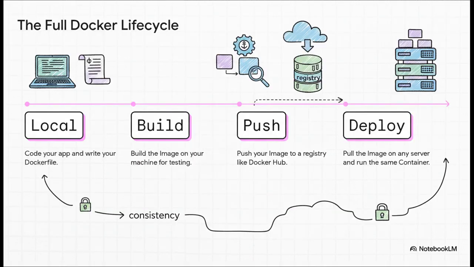So, putting it all together, the journey looks like this. You code your app and write your Dockerfile. You build that into an image right on your machine and run a container to make sure it works. Once you're happy, you push that image to a central storage place called a registry. Then, on any server, anywhere in the world, you just pull that exact same image down and run it. Total consistency, from your laptop to production.